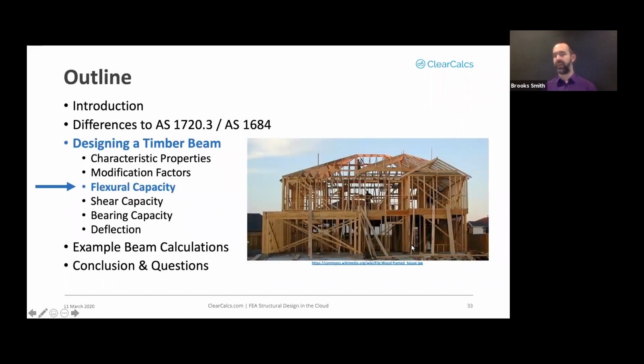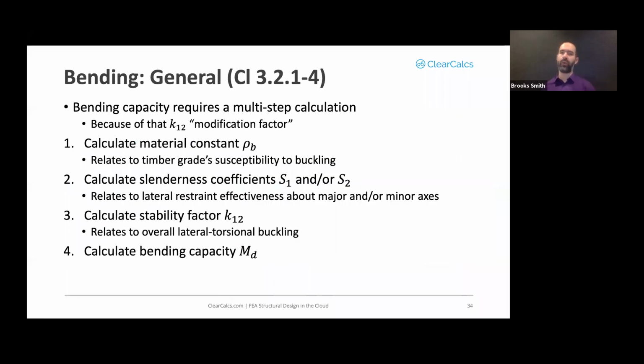So that's all of our modification factors, and that's about half this presentation. Now we can move on to actually calculating our capacities. So flexural capacity calculation is a multi-step process. It's because of that K12 modification factor, which I'm listing in quotes here because I don't think it's quite a modification factor. It is specific to each design.